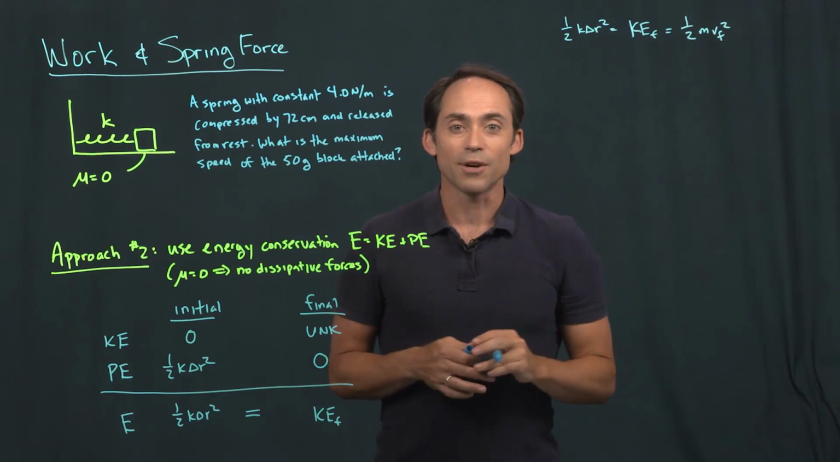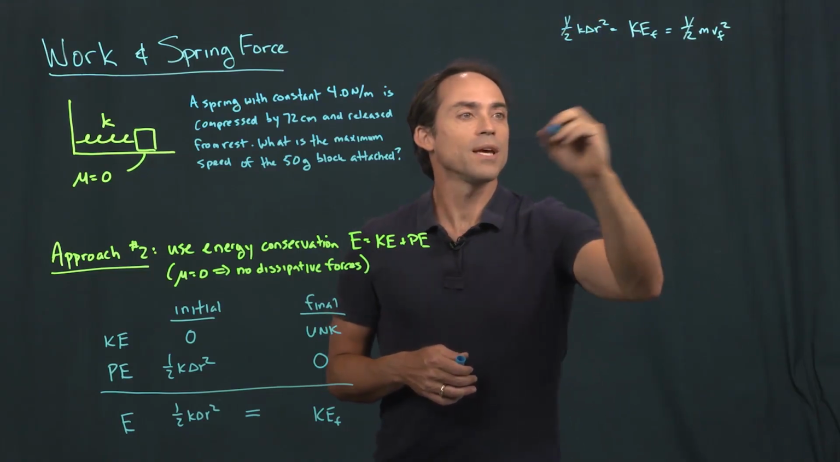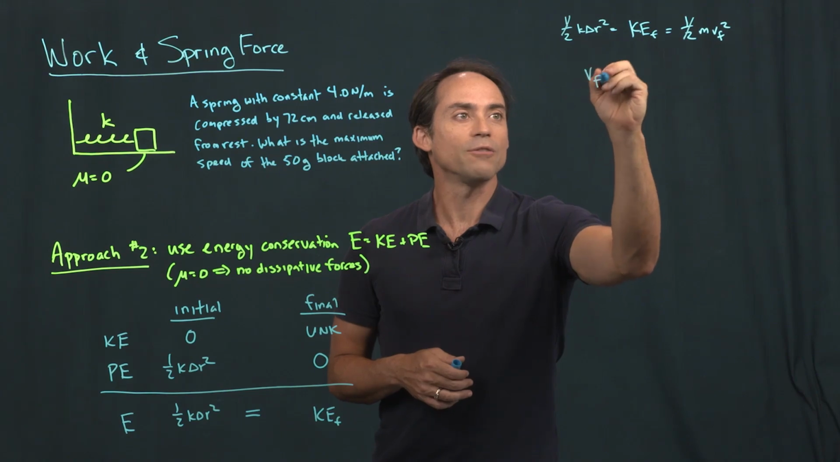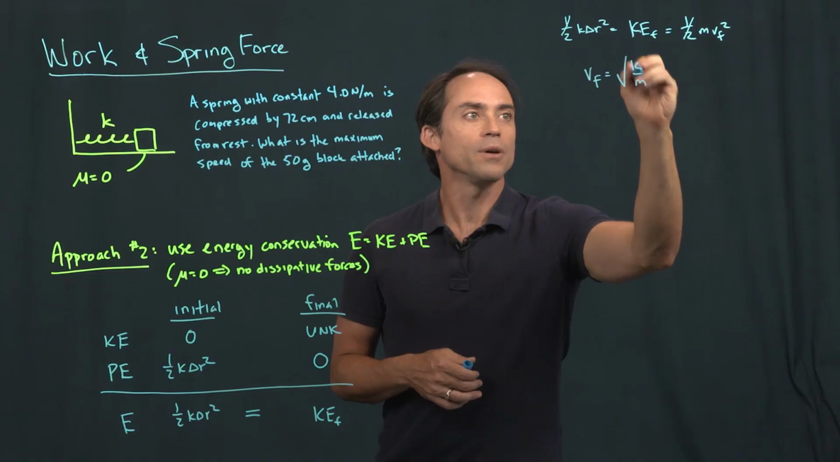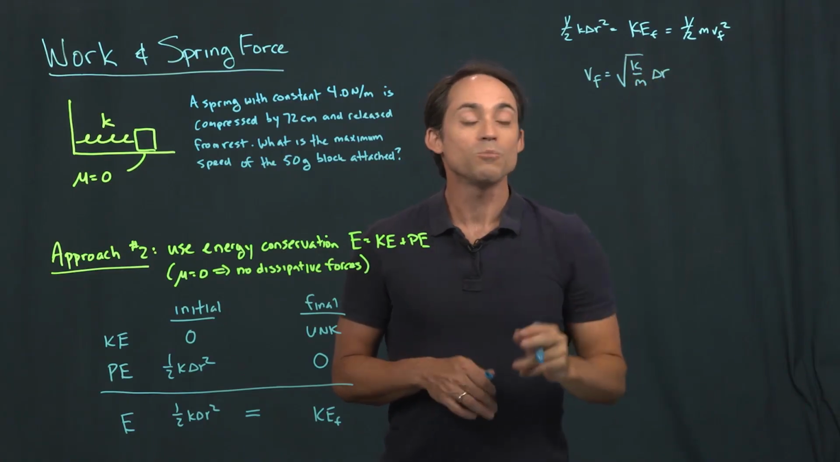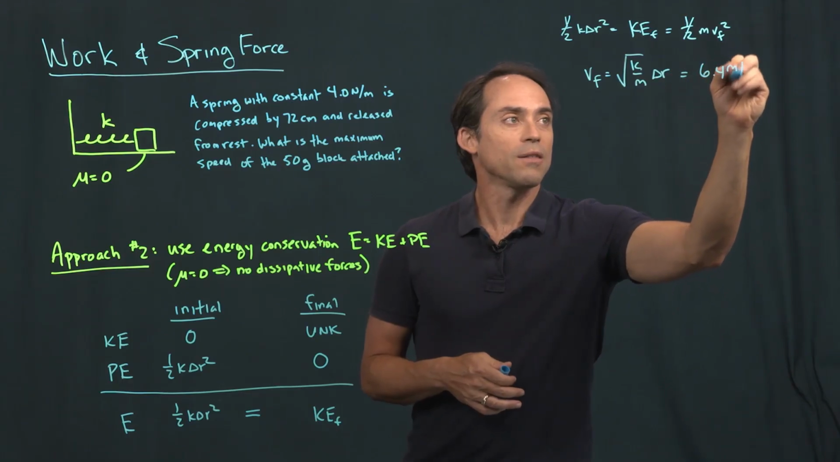And you can see that we're getting a very similar expression to what we had last time. If we cancel our 1/2s and we isolate our final velocity, this is going to be the square root of k over m times delta r, which is exactly the expression we got last time, and so we know that we're going to get the same number.